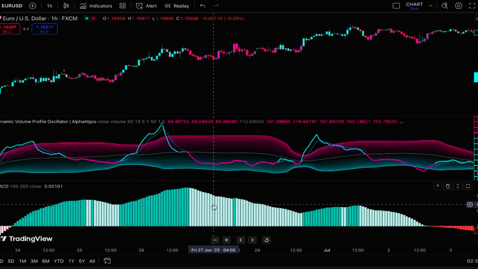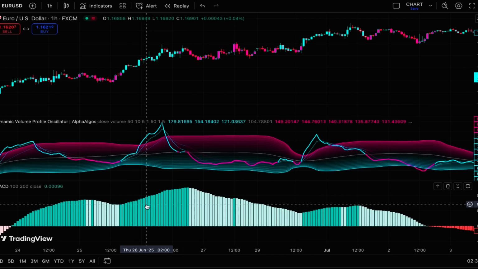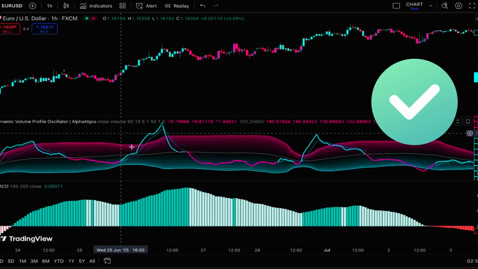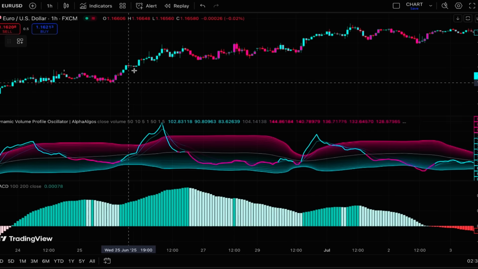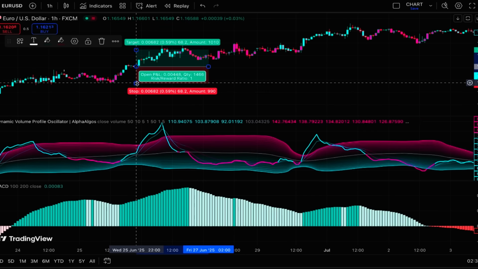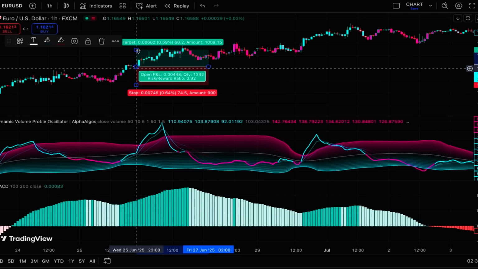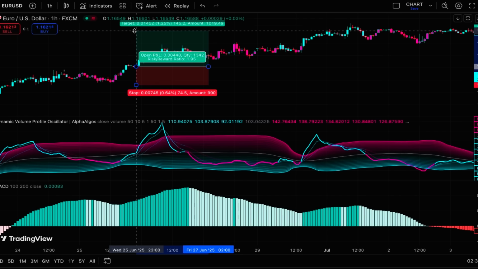is light green, it shows that the upside momentum is weakening. But when it is dark green, it tells us that the upside momentum is increasing. So we have a confirmed buy signal here, and we can enter a long position at this point with the stop loss below the previous swing low and profit target at 1.5 risk to reward ratio.